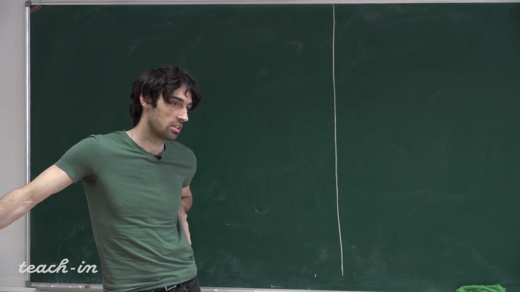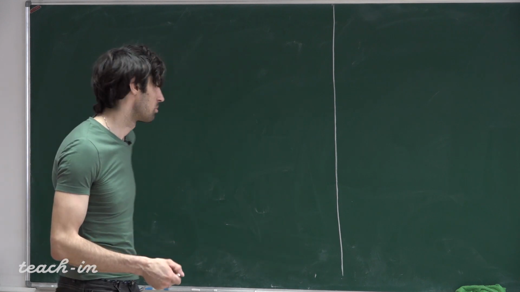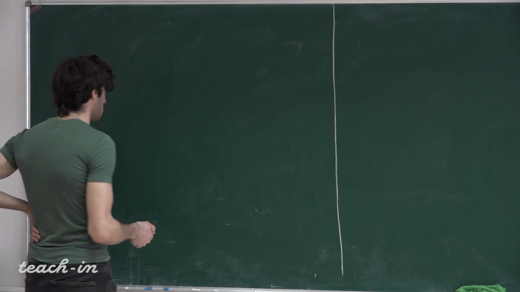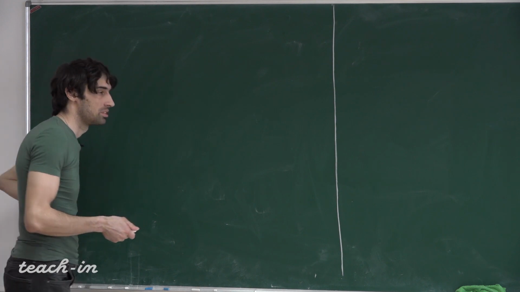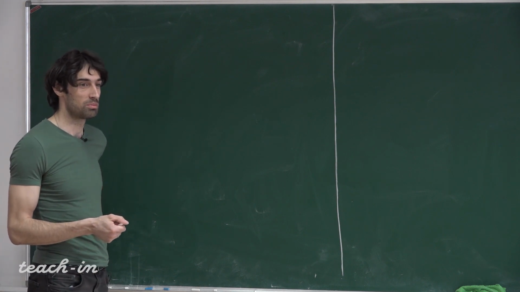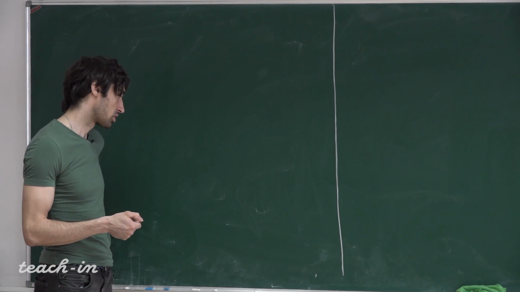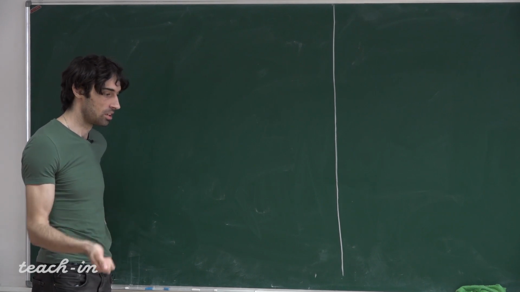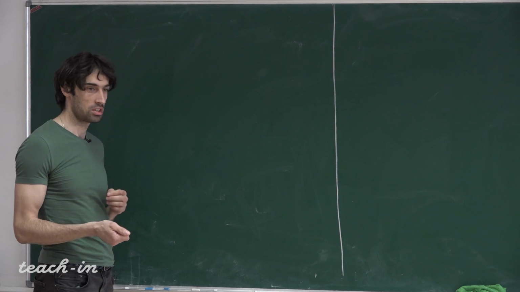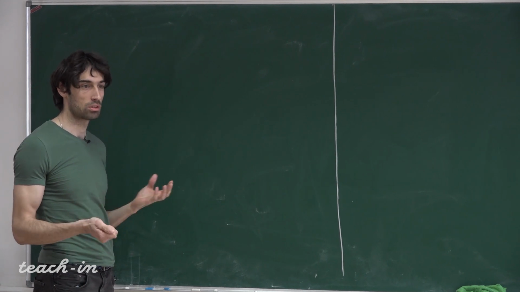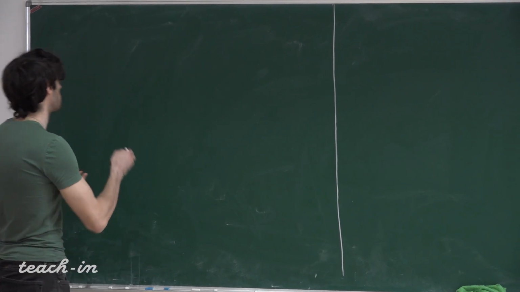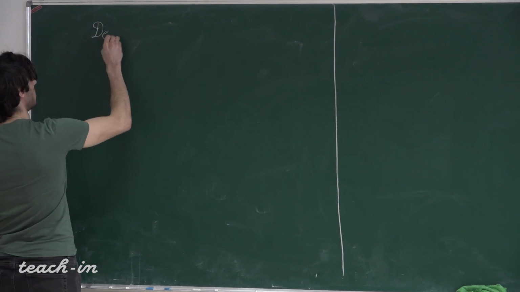Okay, so let's continue where we stopped last time. We were in the middle of proving that actually our root system that comes from a semi-simple algebra is an abstract root system. So let us recall what is an abstract root system.